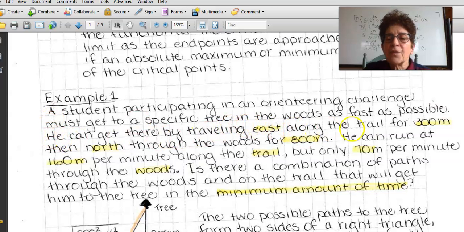He can get there by traveling east along a trail for 300 meters, and then north through the woods for 800 meters. The problem with this is he can run a lot faster on the trail than he can through the woods. He can run at 160 meters per minute along the trail, but only 70 meters per minute through the woods. So what he's wondering is, is there a combination of paths along the trail and through the woods that would get him to the tree in a minimum amount of time?